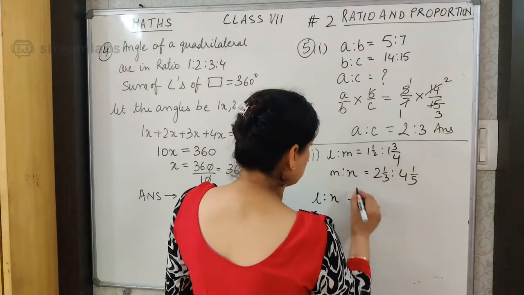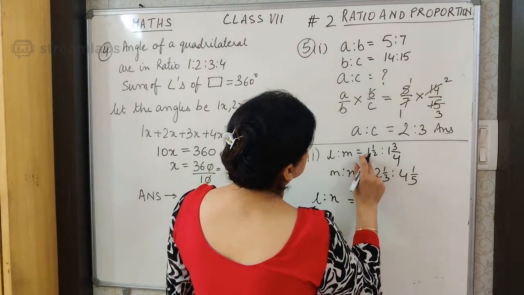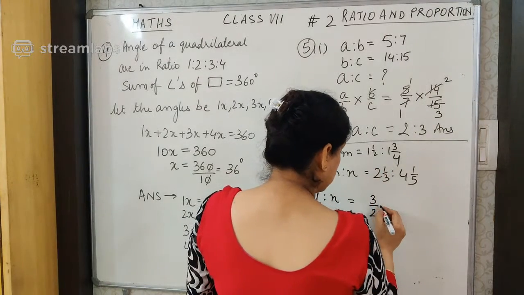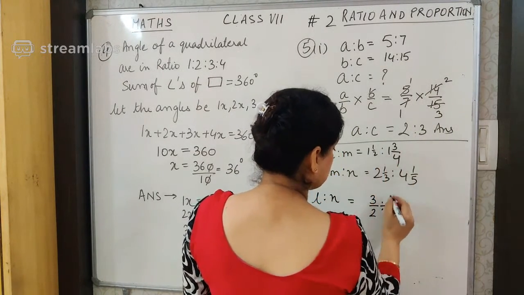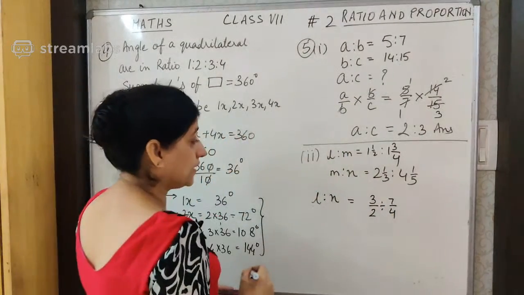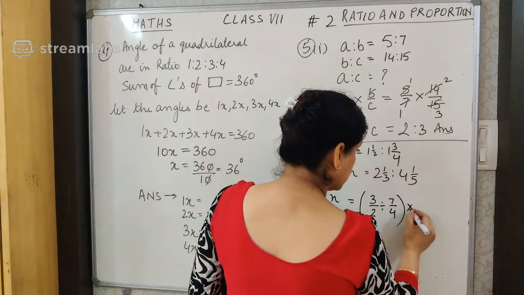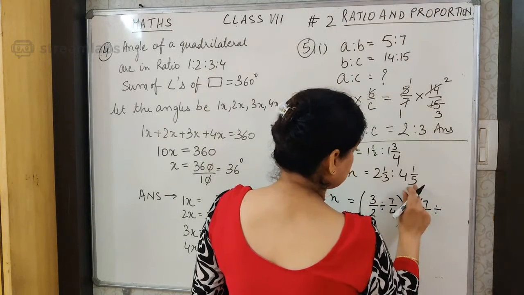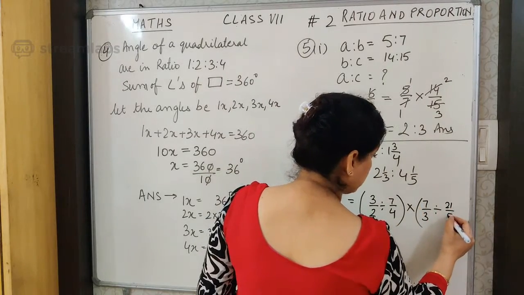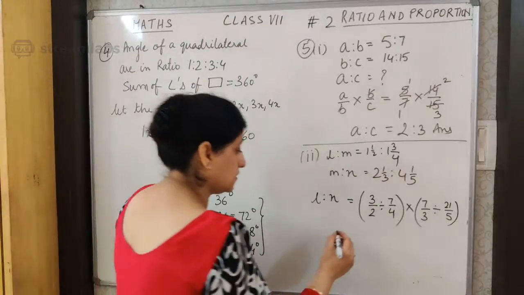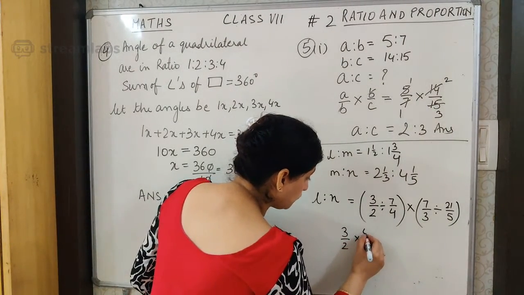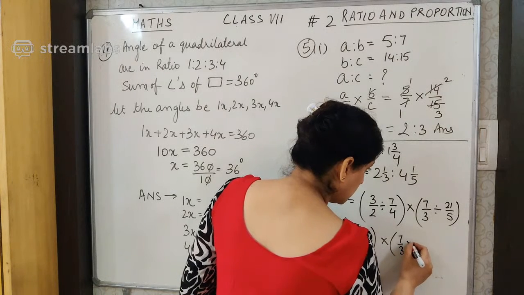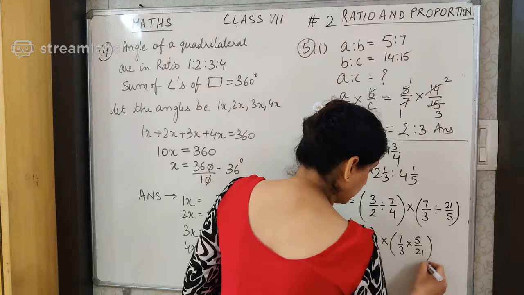L ratio M will be equal to, let's convert this: 2 ones are 2 and 1, 3 whole 1 upon 2. Okay. First let's solve this. Divided by 4 ones are 4 and 3, 7 upon 4. Right. This has to be multiplied with 3 twos are 6 and 1, 7 upon 3 divided by 21 upon 5. And we are going to solve this. I get 3 upon 2 into 4 upon 7 multiplied by 7 upon 3 into 5 upon 21.